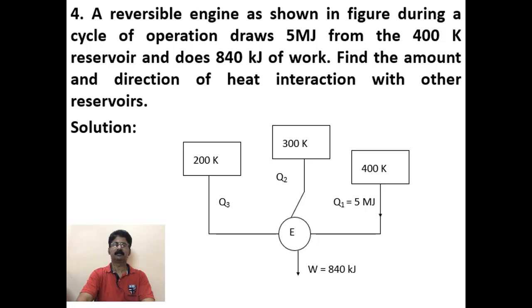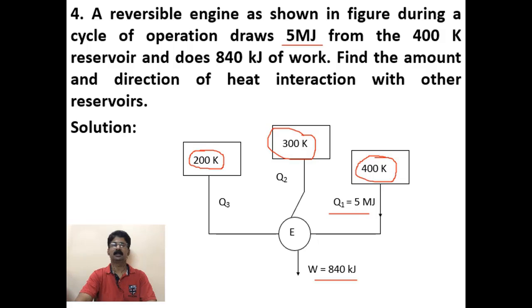So this is the question diagram you can see here. A heat engine is interacting with 3 reservoirs here. One reservoir is at 200 Kelvin, another at 300 Kelvin, and one more at 400 Kelvin, and it does 840 kilojoules of work. Now here the heat interaction with the 400 Kelvin reservoir is given as 5 megajoules, and work done is given as 840 kilojoules.